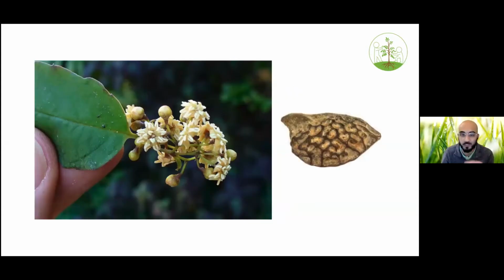So here's the oldest angiosperm. It's a shrub called the Amborella. It grows in New Caledonia, and it can actually be shown to be related to all later angiosperms.